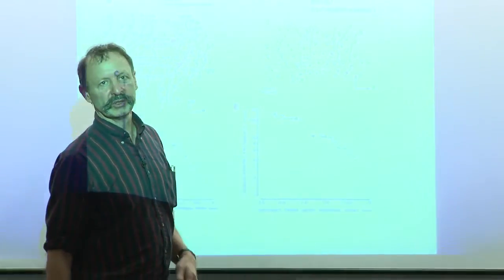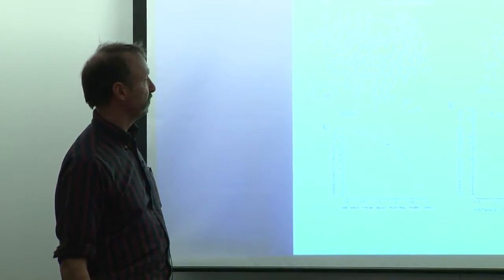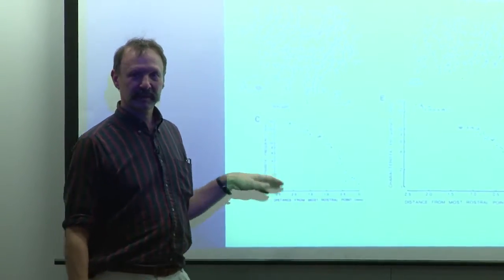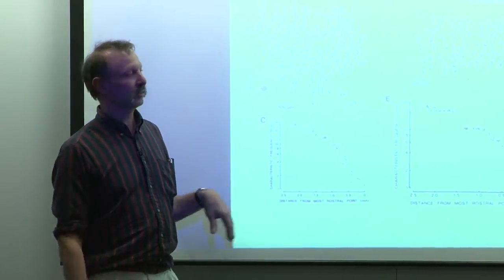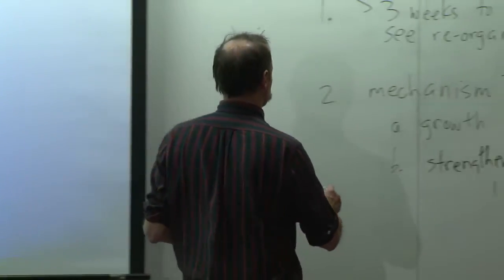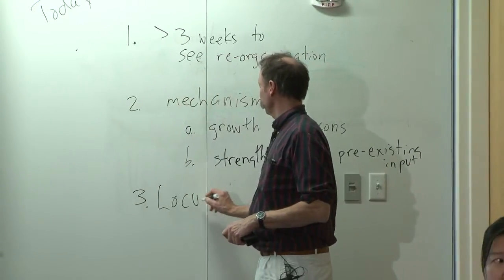Okay, and I wrote mechanism question mark because we don't know what the mechanism is. And it may be both. They're not mutually exclusive. And we're thinking here cortex. This is a lecture on the cortex, right? But I should bring up, where is the locus of this plasticity?